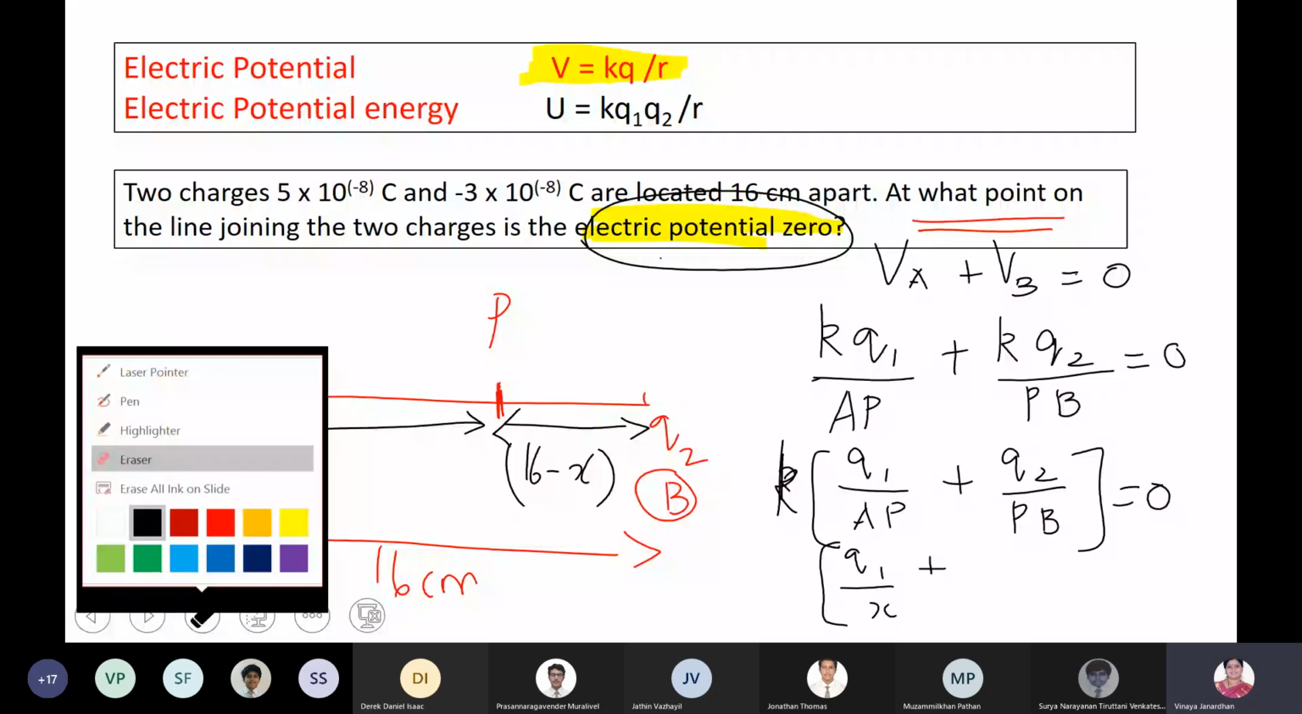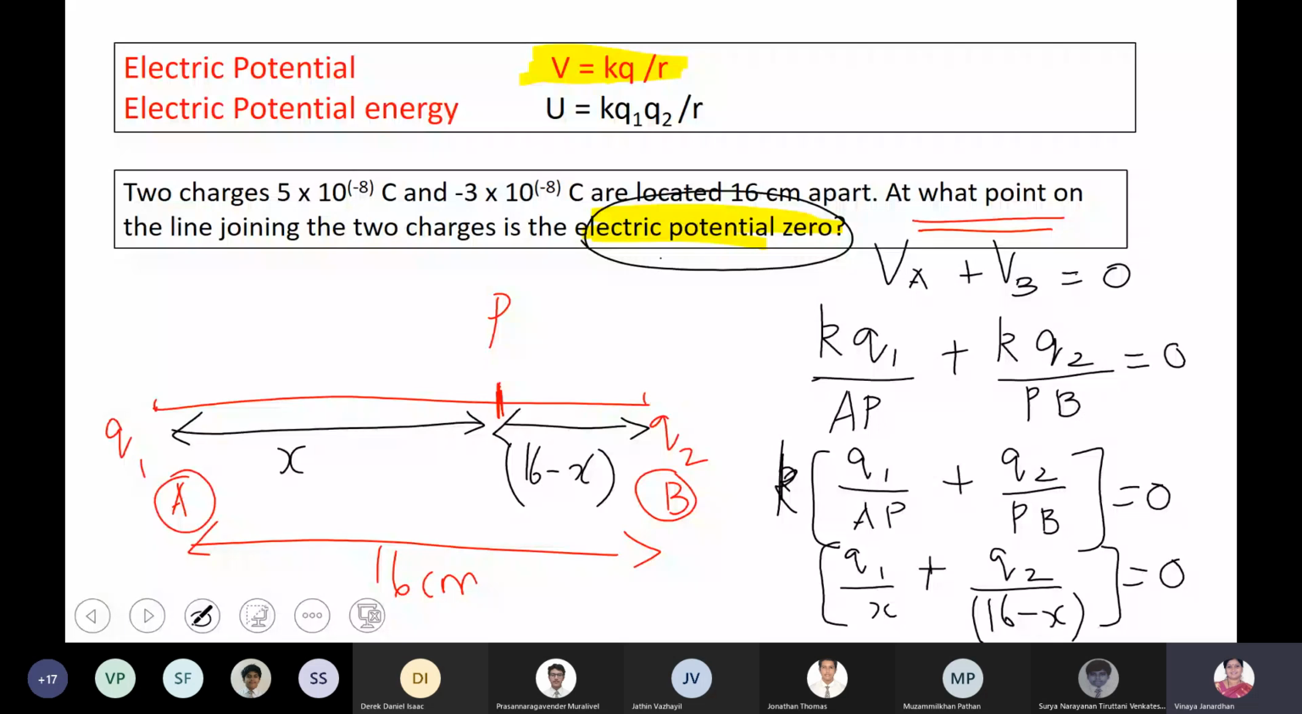And you can take Q1 and Q2 on the other side of the equality: Q1 by x is equal to Q2 by 16 minus x. Whichever way you want to perform, get me the value of x. Shall I give the value of x? x is 10 centimeter. Will you be able to check this? Let it be your homework, boys.